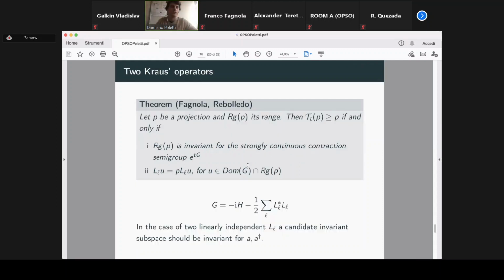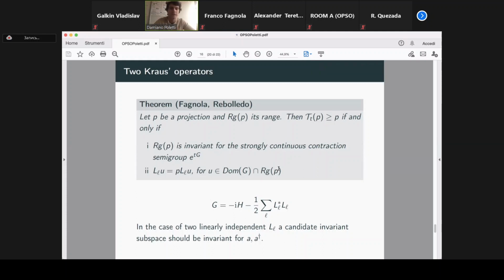So it all boils down to this result of Fagnola-Arboleda, which means that if a projection is called subharmonic, then it increases during evolution. We can shift the solution of this problem to a problem on operators that appear in the generator, meaning that if a projection is subharmonic, then its range should be invariant not only for the Krauss operators, but also for the contraction semigroup generated by G, where G is just an operator depending on operators of the generator. So again, there are some really technical parts regarding the domains. One should be really careful when doing these calculations.